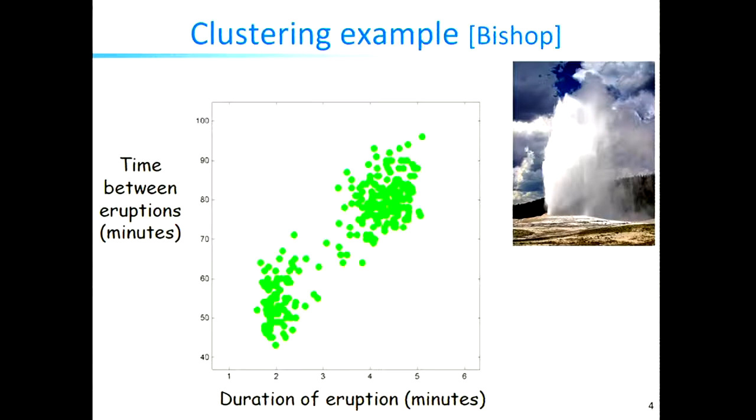It's called that because there's a very strong regularity in outbursts and eruptions, and also very strong regularity in the behavior of that geyser. Okay, and here's some data that has been collected over the years. There are two features, x1 and x2. x1, the x-axis, is the duration of an eruption in minutes, and the y-axis is the time between eruptions in minutes.